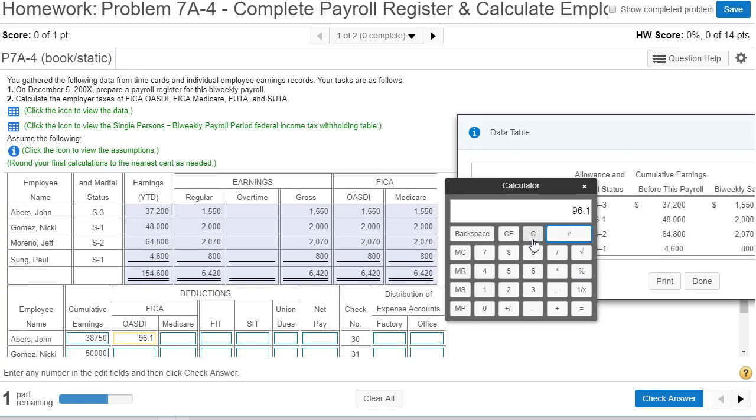Okay, now what I was doing wrong in a previous problem, I could not get the percentage sign to work for me. I was not clearing it correctly. Now Nikki, we're going to go back to Nikki's taxable gross, 2,000 times 6.2%, gives us $124.